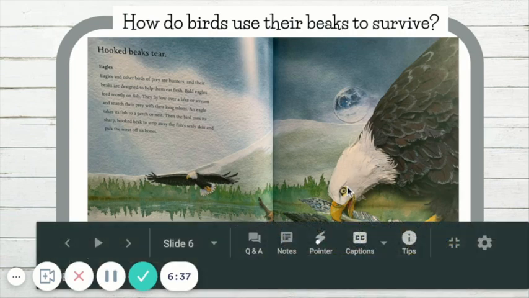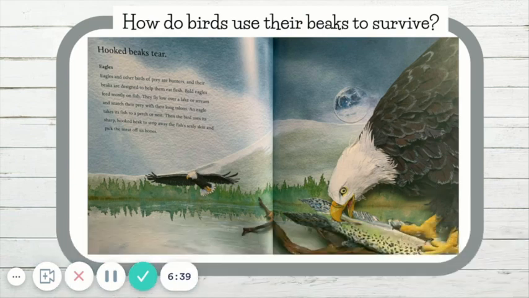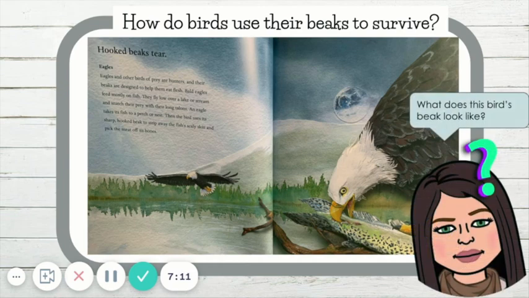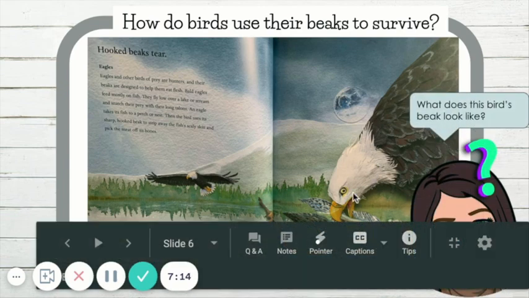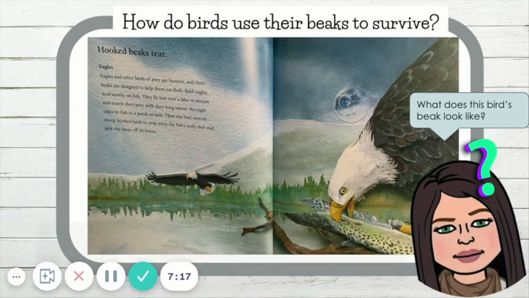So this bird is using its beak and its talons. Talons are sort of like nails. Look at the eagle's feet in the corner of the page. You can see the eagle's black talons. After the eagle swoops down to get its prey, it takes its prey to a perch. That means to sit on a twig or a branch. While looking at this page, what does this bird's beak look like?